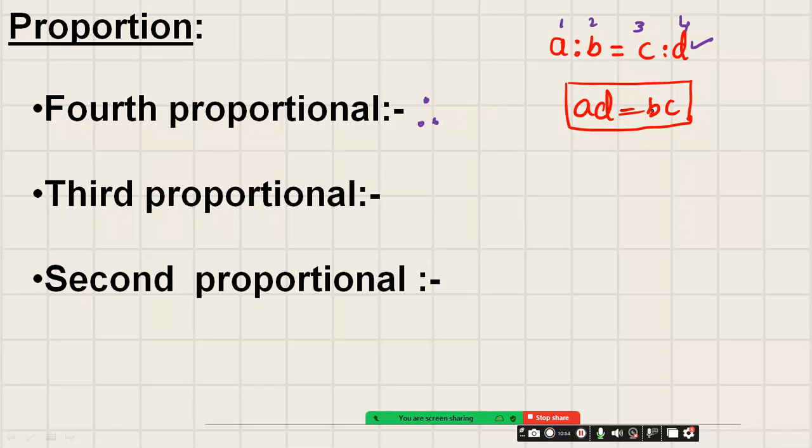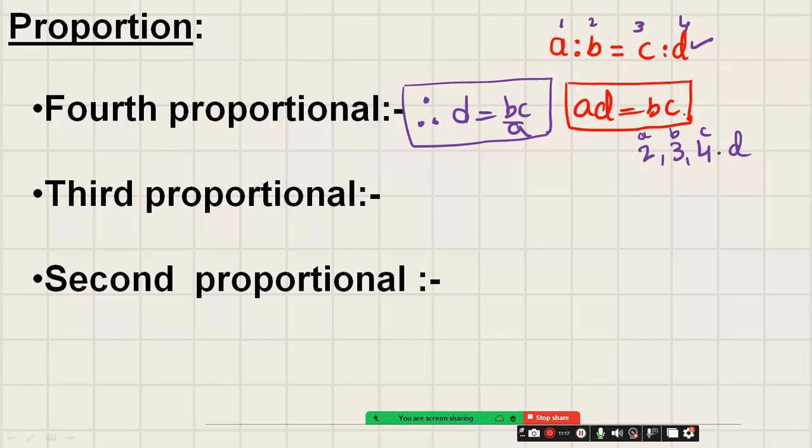Just remember, guys, only formula. So proportion formation AD is equal to BC, then D is equal to BC by A. For example, the question like this: 2, 3, 4. Find out the fourth proportion. They look like A, B, C, so we have to find out the D value. Fourth proportion formula D is equal to BC by A. So BC value is 3 into 4 by A value 2.